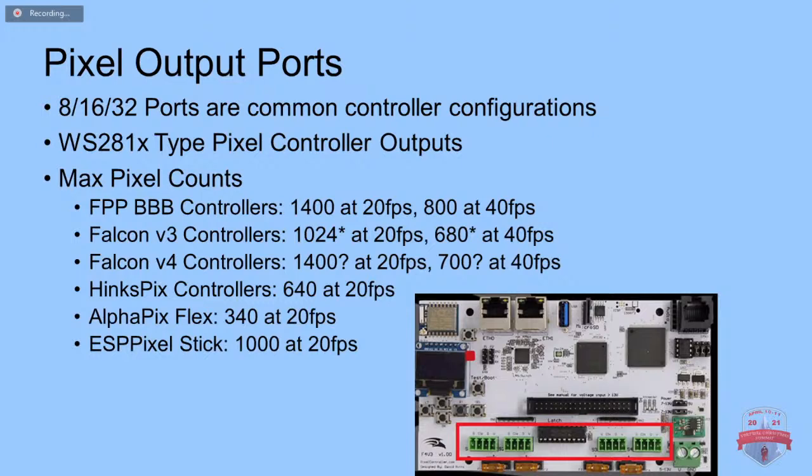And then the HinksPix is a little less. It's 4 universes, which is 600, and I think 640 or 680. And the AlphaPix is only around 2 universes' worth, which is about 340. And then the ESP Pixel Stick is 1 output that can do about 1,000 before you start getting slowdown.